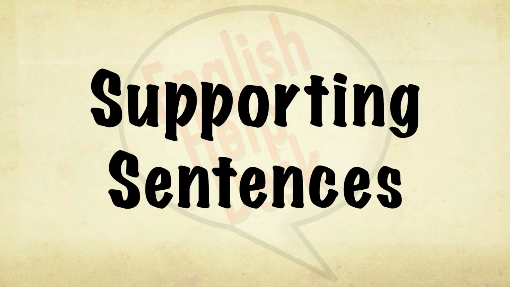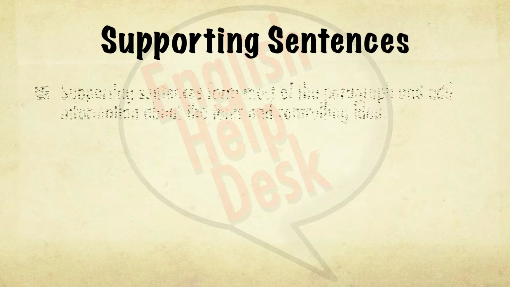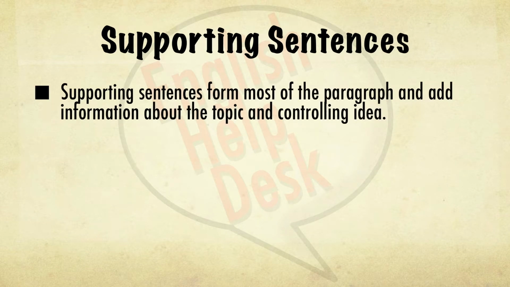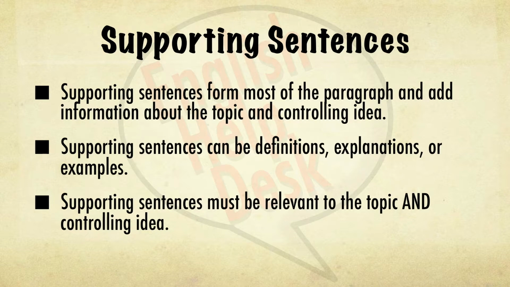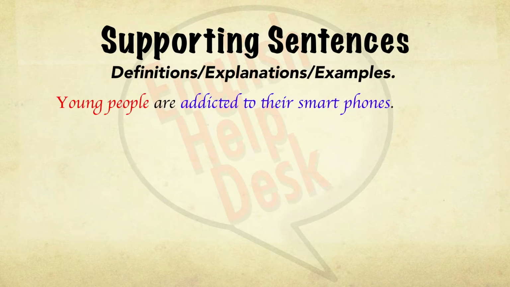Let's look at supporting sentences. Supporting sentences form most of a paragraph and add information about the topic and controlling idea. Supporting sentences can be definitions, explanations, or examples. We'll have a look at those in just a moment. Supporting sentences must be relevant to the topic and controlling idea. Any information that doesn't support the main idea should not be included in your paragraph. Let's have a look at definitions, explanations, and examples.